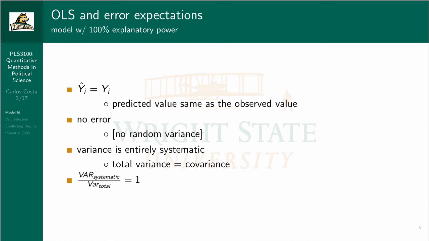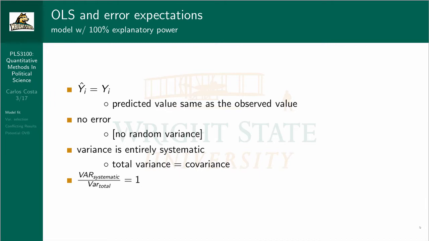Or, in other words, the total variance would equal the covariance between the dependent variable and the independent variable. If we were to divide the systematic variance by the total variance, we would get 1. That is because any number divided by itself is always going to equal 1. Since the total variance equals the systematic variance, we have the same number divided by itself, getting us the number 1.